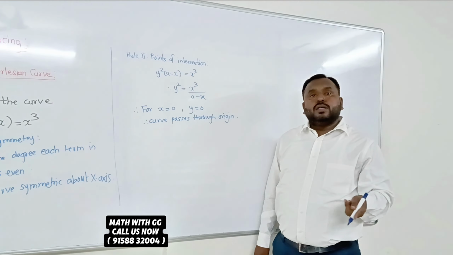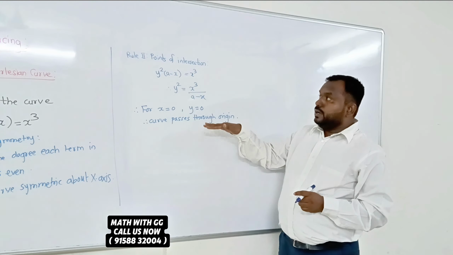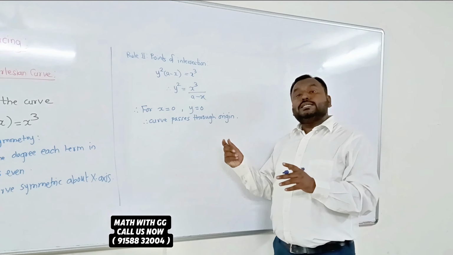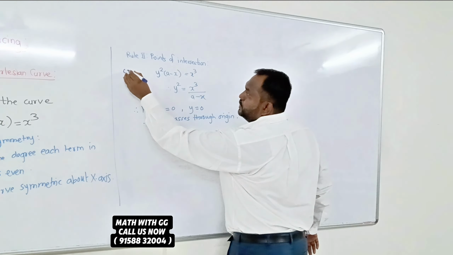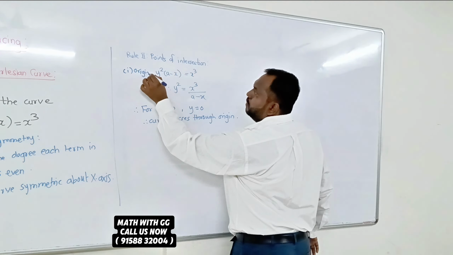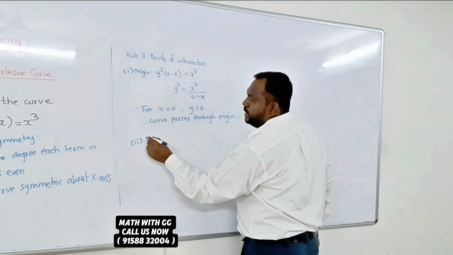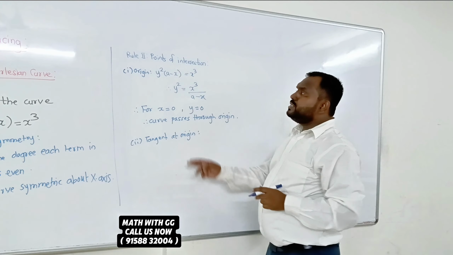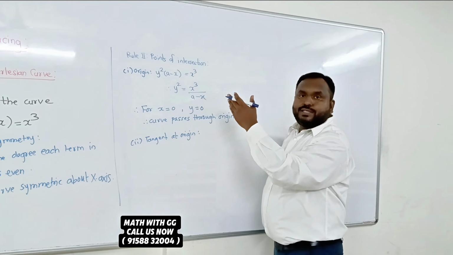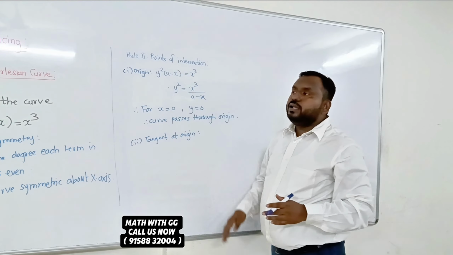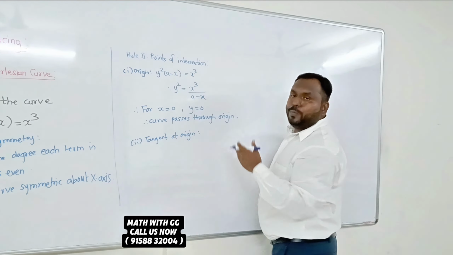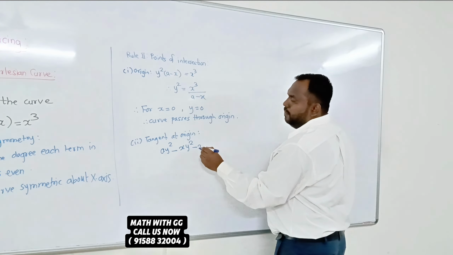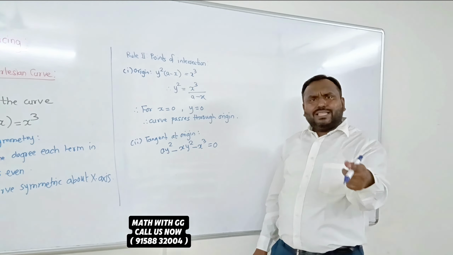In the earlier example, the curve was not passing through the origin. But for this example, the curve passes through the origin. Hence, we will also check the tangent at the origin. So this was the first point, origin. The second point is the tangent at the origin. To find the tangent at the origin, we first simplify the equation by multiplying and bringing all the terms to the left hand side, equating to 0. If you open the brackets, we get a y square minus x y square minus x cube equal to 0.